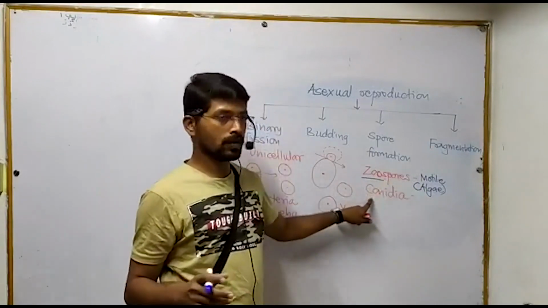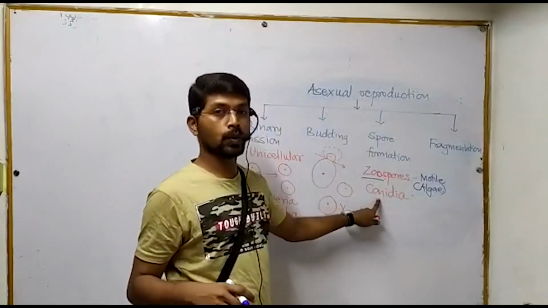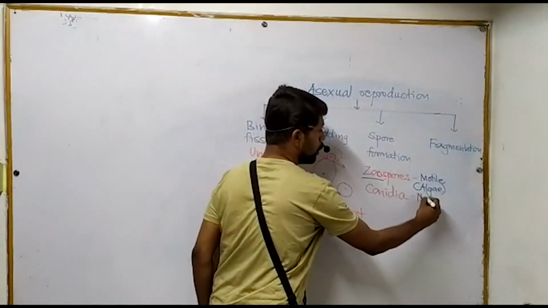The second type of spore, which is also an asexual type of spore, is called conidia, and these conidia are non-motile.